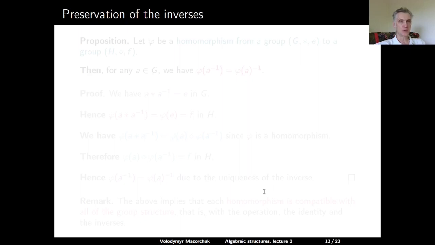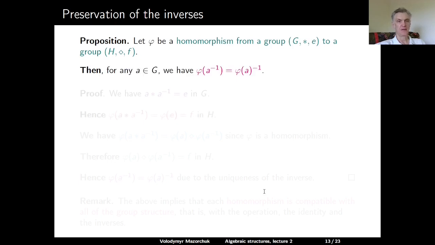The second basic property of homomorphisms is the following proposition. Let phi be a homomorphism from G to H. Then, for any element A in G, phi of the inverse of A is equal to the inverse of phi of A.